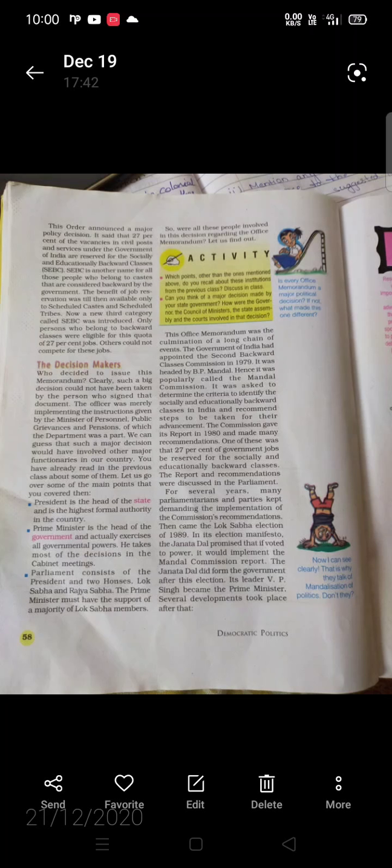And the Department of Personnel and Training issued another office memorandum on September 8, 1993.